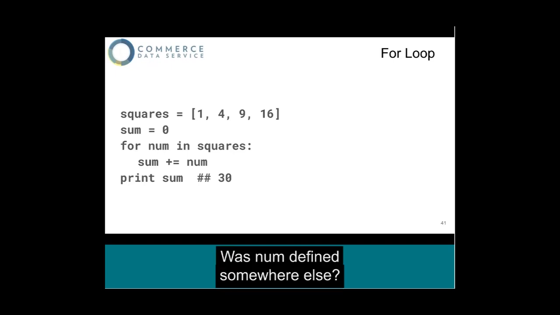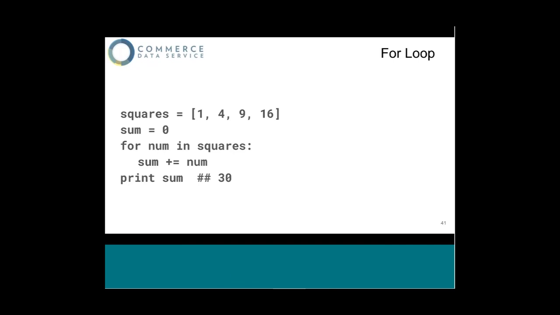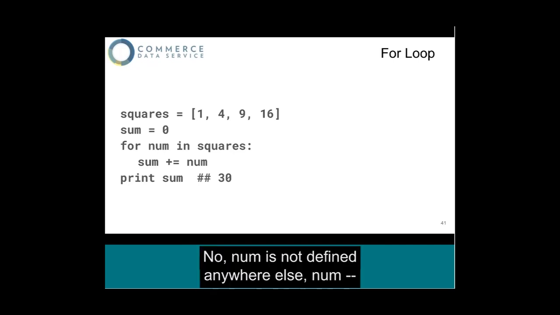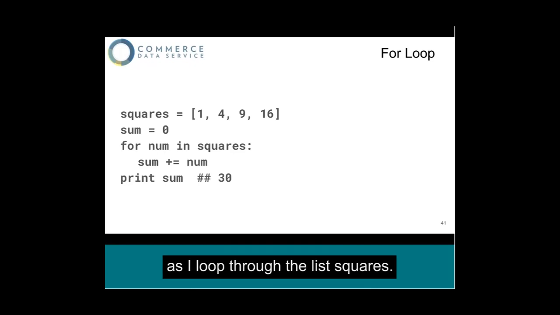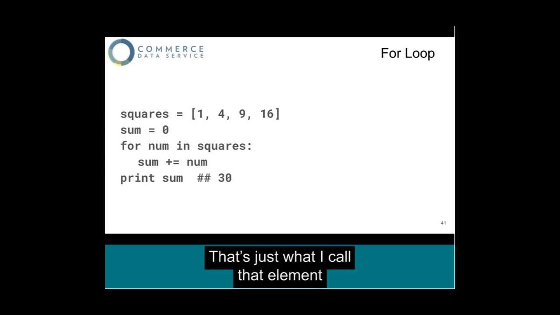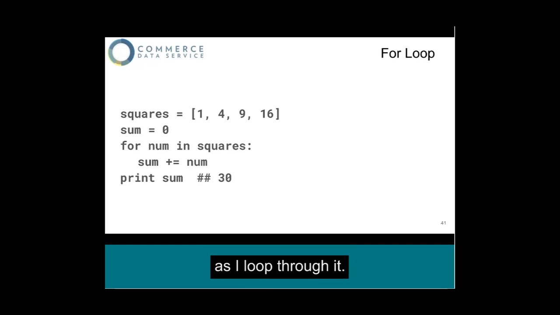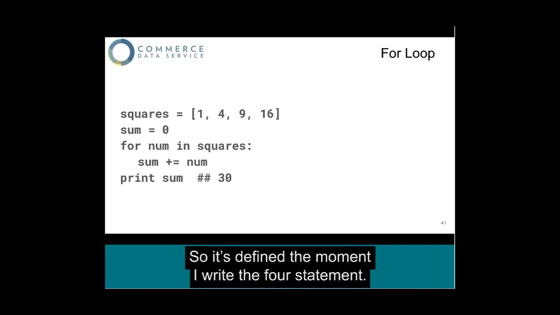Was num defined somewhere else, or does it represent number? No, num was not defined anywhere else. I use num because it's shorthand for number, but it doesn't represent anything. It is what I call each iteration as I loop through the list squares. So the first time I loop through, num is 1. The second time, num is 4. Third time, num is 9. Fourth time, num is 16. That's just what I call that element as I loop through it. So it's defined the moment I write the for loop statement.